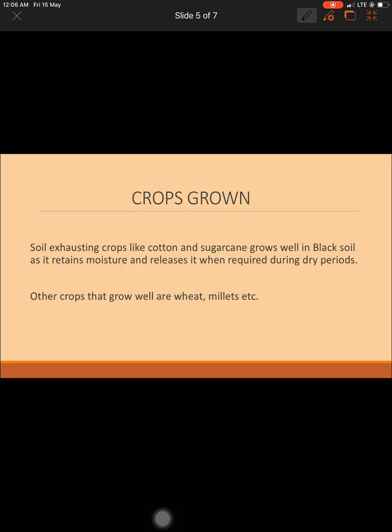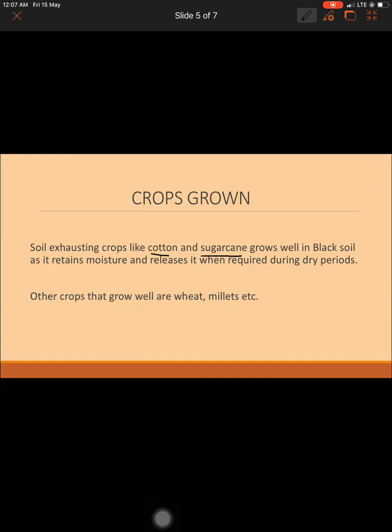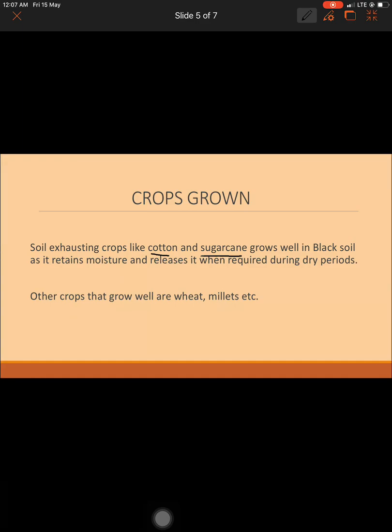Now crops grown, the two important crops that you must know, cotton and sugarcane. So please remember, cotton and sugarcane are two important crops that adapt really well to black soil. And you might get a question, black soil is very favorable for the growth of cotton, sugarcane. Why? If you are asked the reason, you can talk about its self-plowing capacity. You can talk about how it is rich in different minerals. You can talk about moisture retentive properties. Those are some reasons you can write if you get a question on why black soil is best for cotton, sugarcane, and the other crops that also grow well.